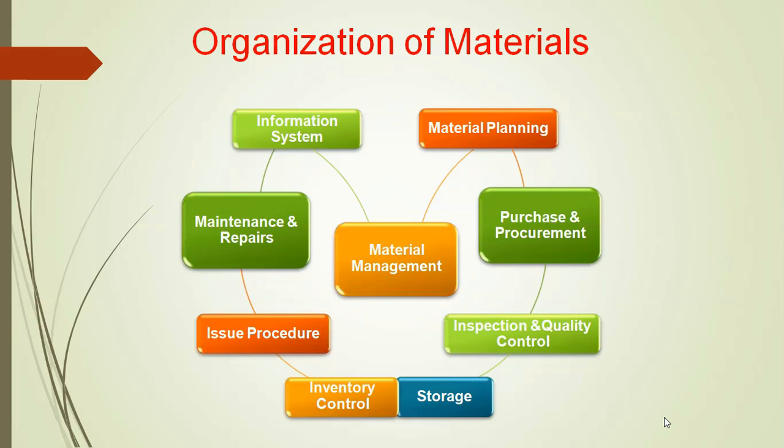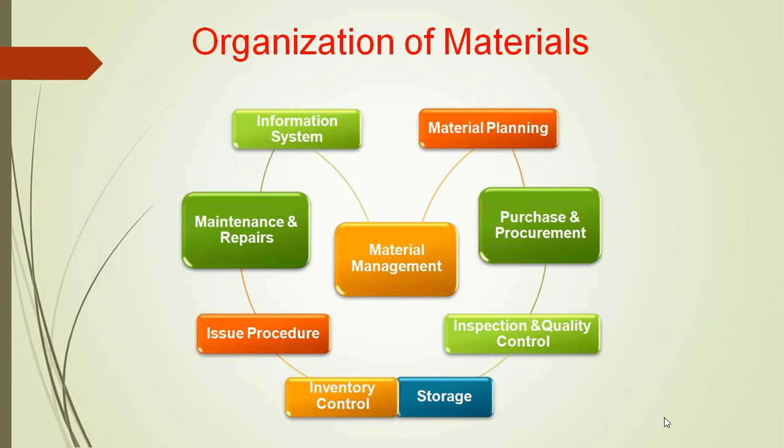Unless and until we plan what is required, what is best, we can't purchase it. So the next step is purchasing and procurement. Once we plan the material, once we decide the quantity, we identify the vendor, then we can purchase. It is procurement. After that, inspection and quality control of whatever material we have brought.